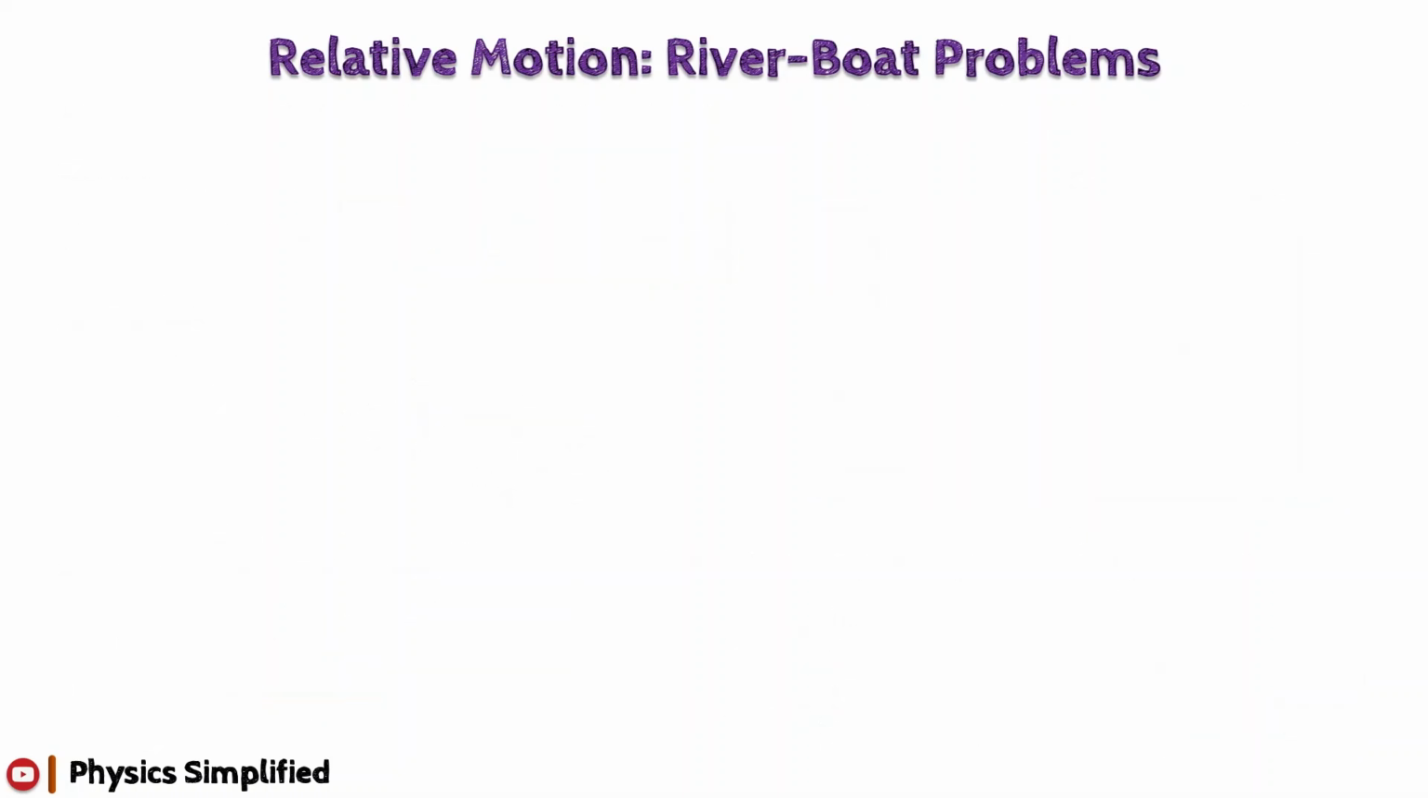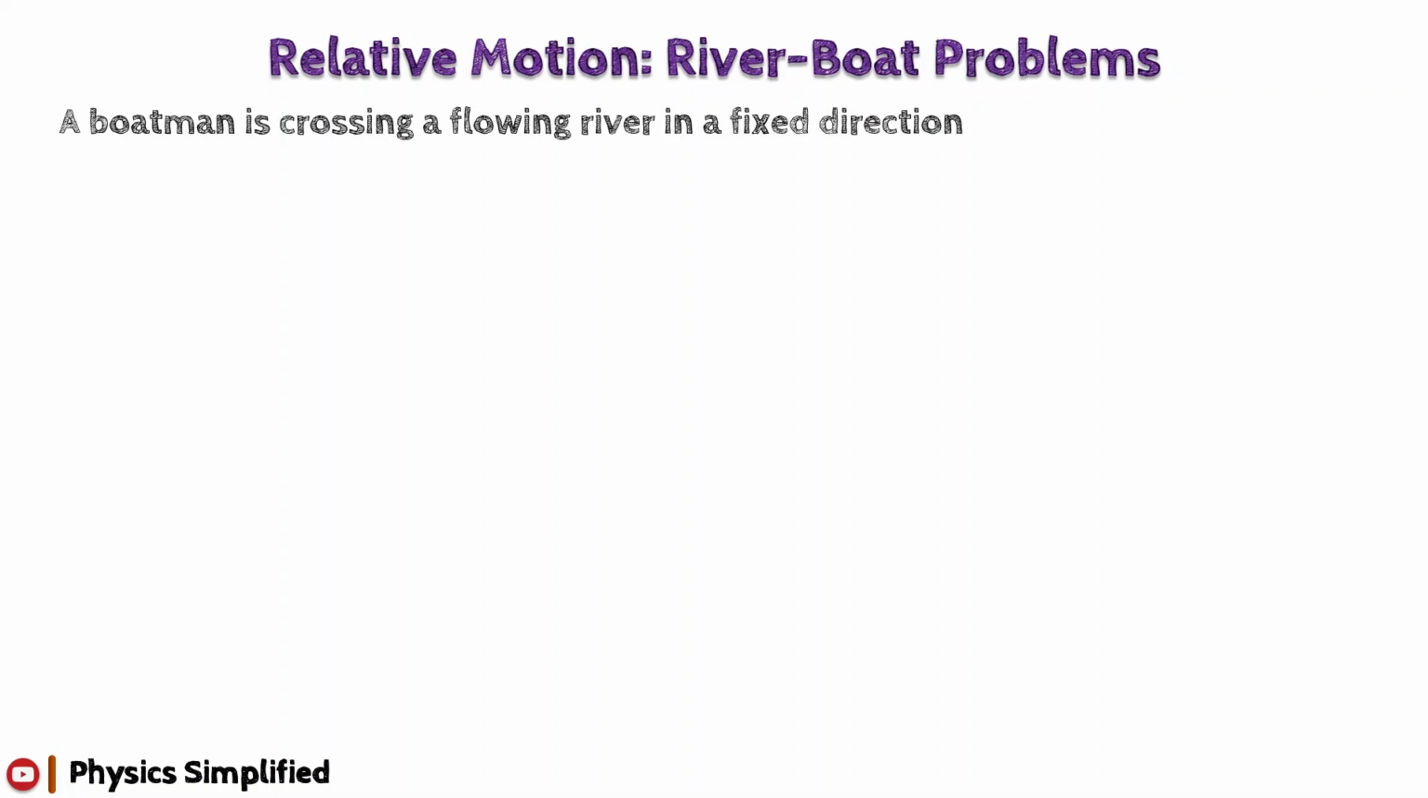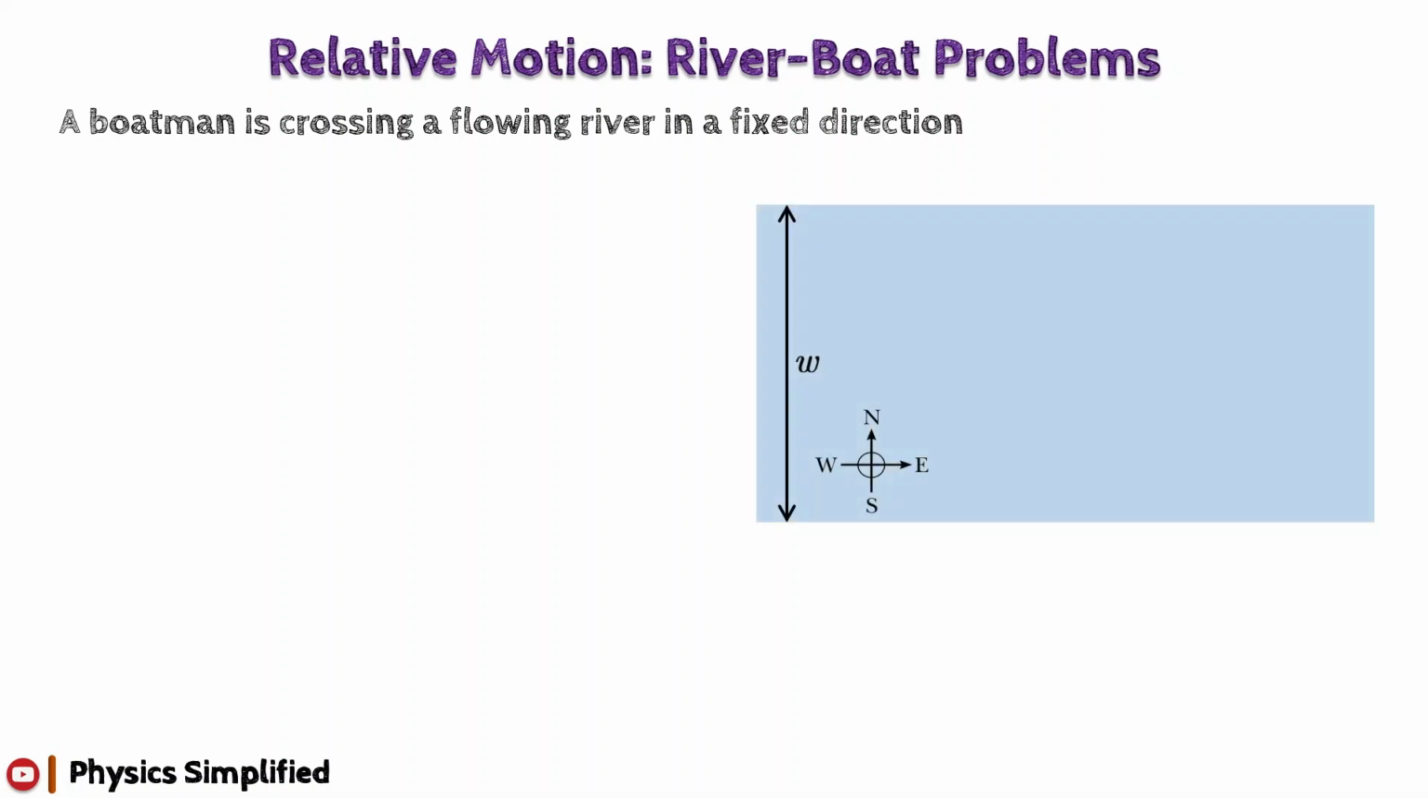Let us now consider the case where a boatman is crossing a flowing river in a fixed or a particular direction. Many times, we face situations where the boatman is not interested to minimize the time or drift while crossing a river. Rather, he intends to reach a particular place on the other bank of the river. Like our previous river boat cases, we consider the river is flowing due east.